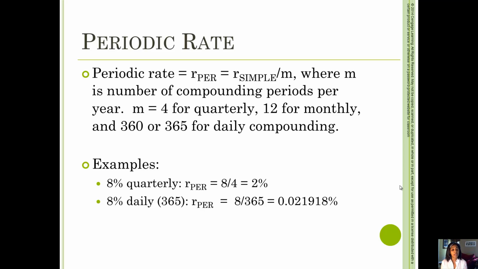Now that periodic rate, R-PER, is that simple quoted rate, because that's an annual rate, divided by that payment frequency or compounding frequency that you also need to know. So going back to the examples that we had before, 8% compounded quarterly would give you a periodic rate of 2%. 8% compounded daily, though, would give you a periodic rate of 0.02% because your periods are days.